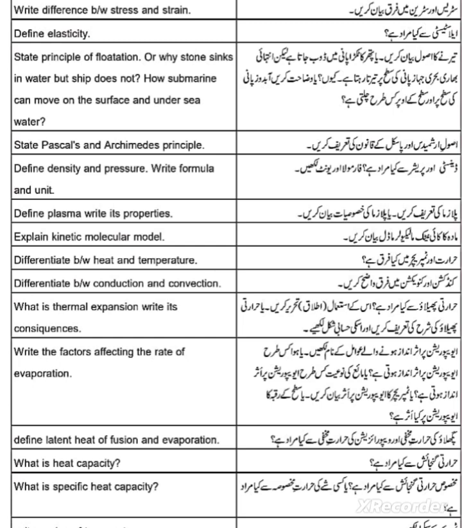Define plasma, write its properties. Explain kinetic molecular model. Differentiate between the heat and the temperature. Differentiate between the conduction and convection. What is the thermal expansion, write its consequences. Write the factors affecting the rate of evaporation. Define latent heat of evaporation and evaporation. What is the heat capacity, what is the specific heat capacity. Write the scales of temperature. What is the thermometer? Why mercury is preferred as thermometric material.